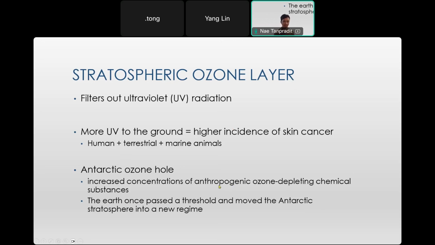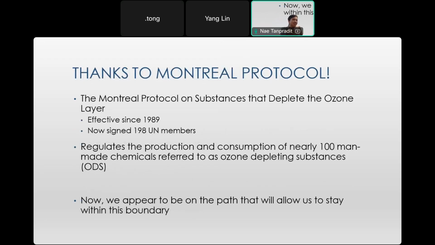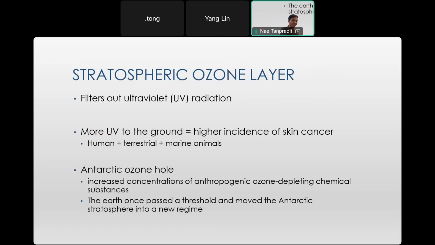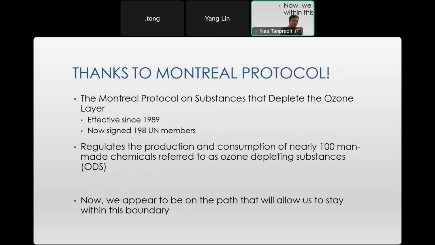What is the meaning of anthropo? Anthro means human, genic means made. So anthropogenic is human made. Human made ozone depleting chemical substances. Have you any idea what they are called? ODS. Oh, very good. ODS, the ozone depleting substances.